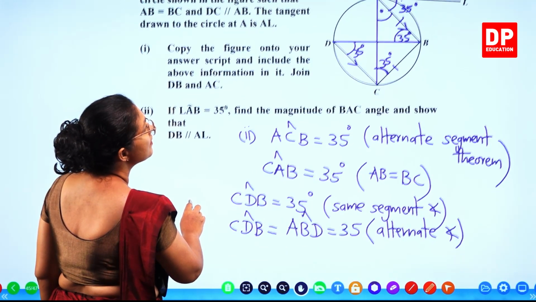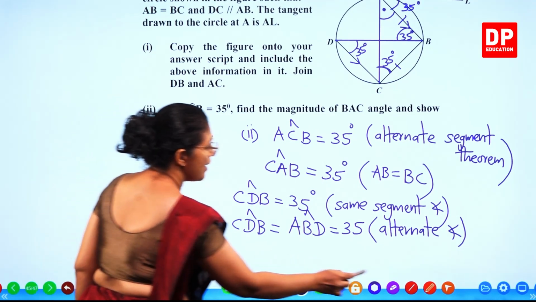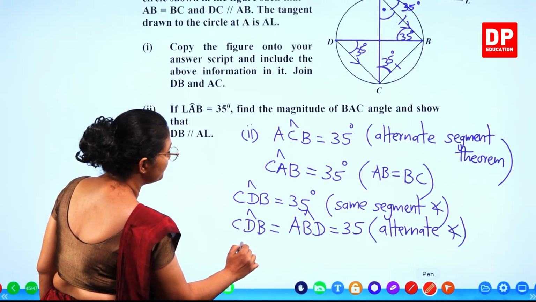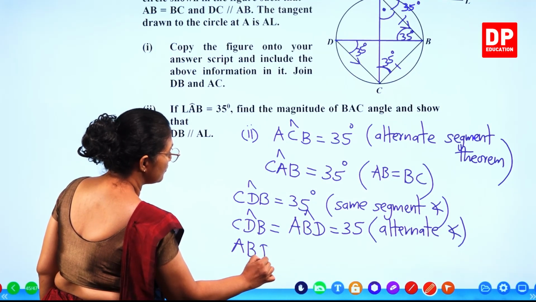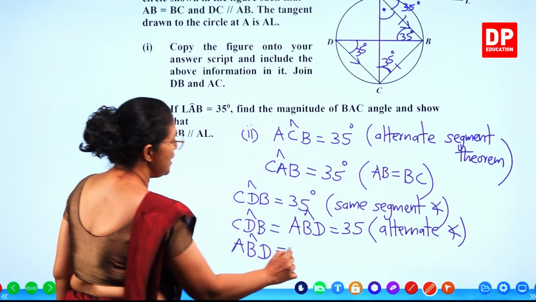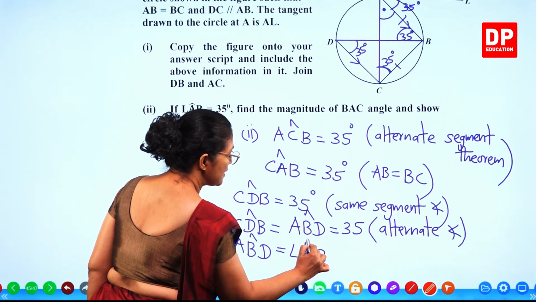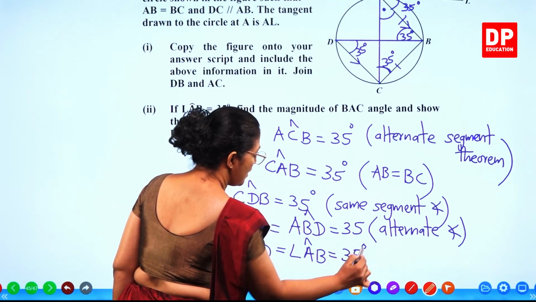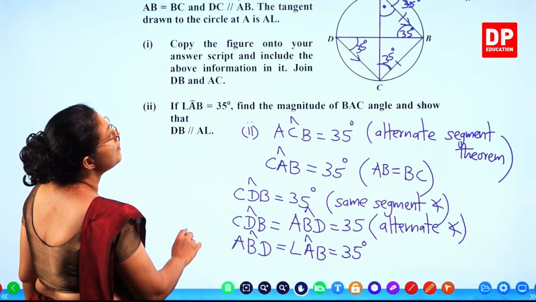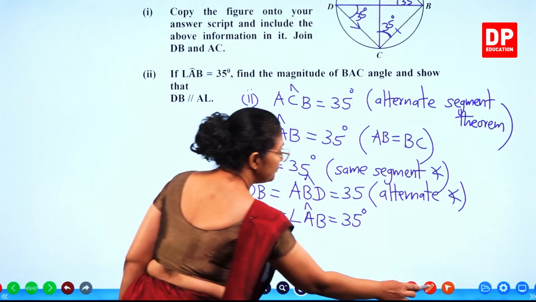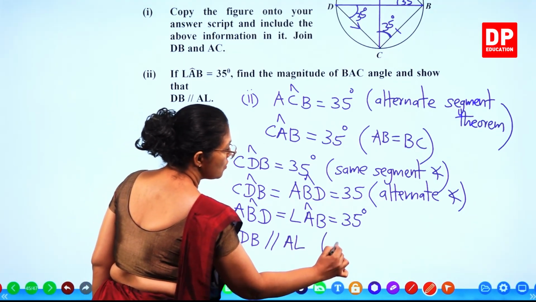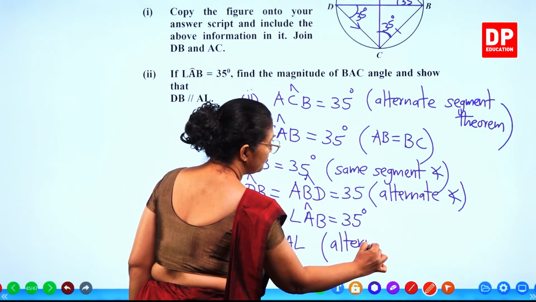Then we can write ABD angle. Now we can see ABD is equal to LAB. That's 35. So therefore, you can say the two lines are parallel. DB is parallel to AL. Because alternate angles are equal.